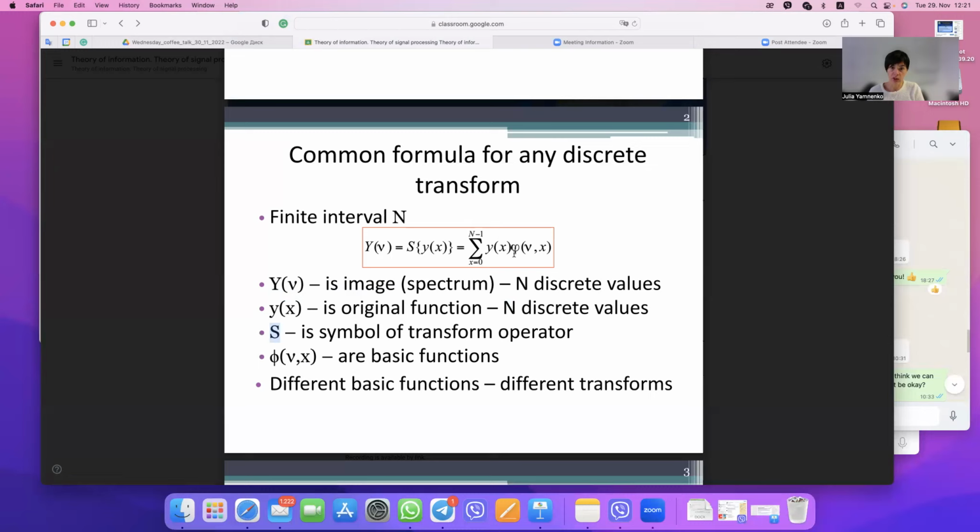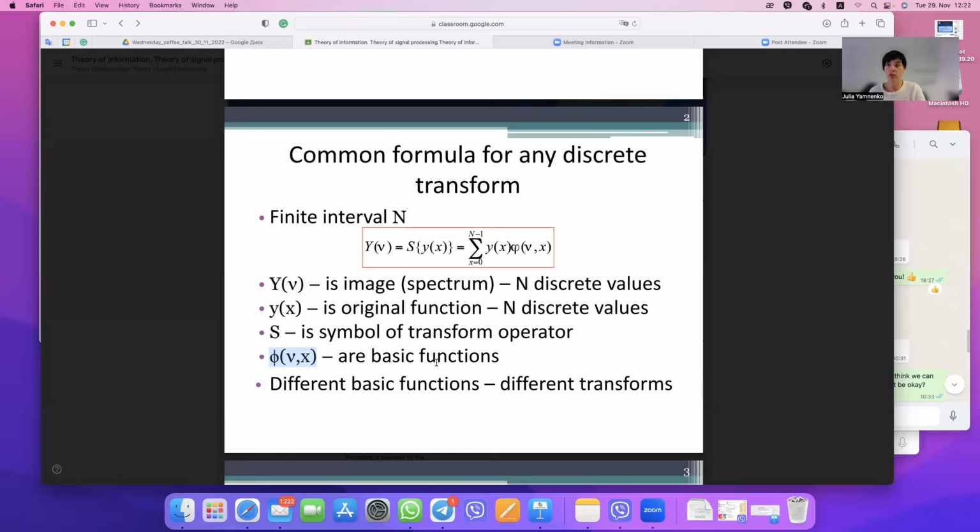Phi is a Greek letter. Here this function depends on two variables, nu and x. So this phi is the basic function, and depending on the kind of spectral transform, this basic function will be different. It could be a discrete exponential function, as in the well-known discrete Fourier transform. It could be another function like cosine plus sine, as in the Hartley transform, or whatever else.